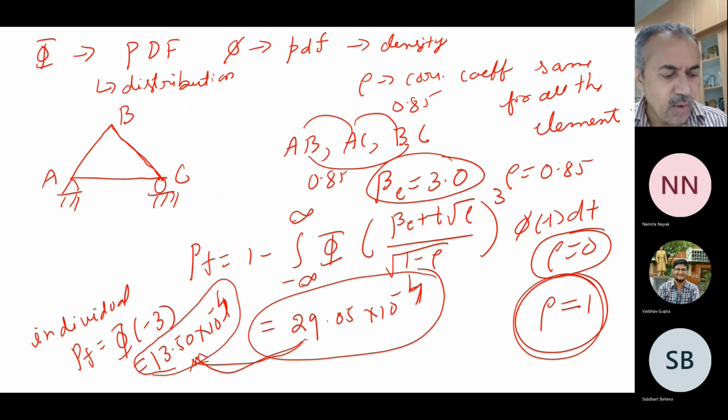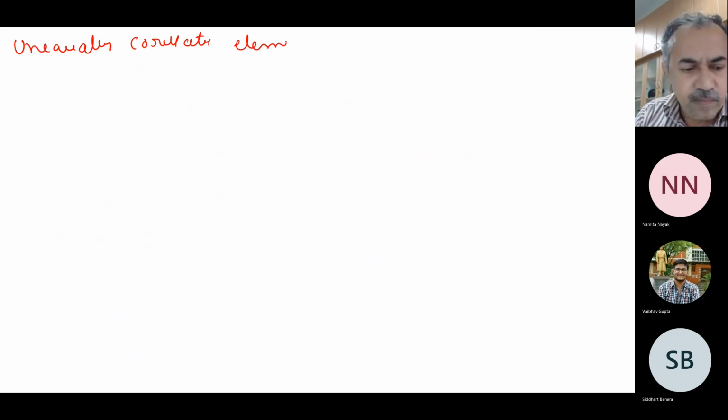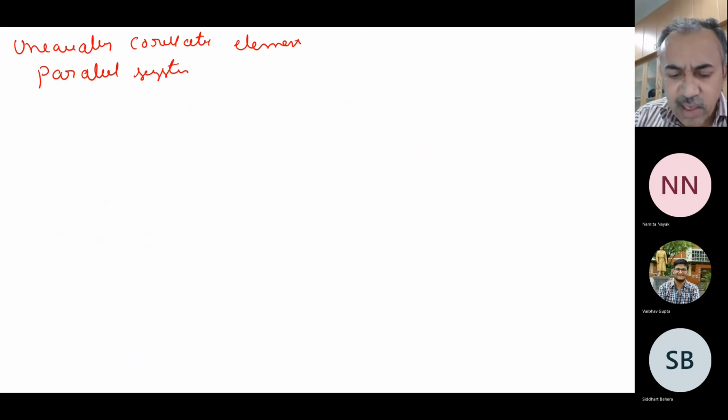Okay. So what happens with unequally correlated elements? There are some analytical expressions. If the elements are unequally correlated and normally distributed, and it is a parallel system, you can calculate it. There are several expressions and other things available.